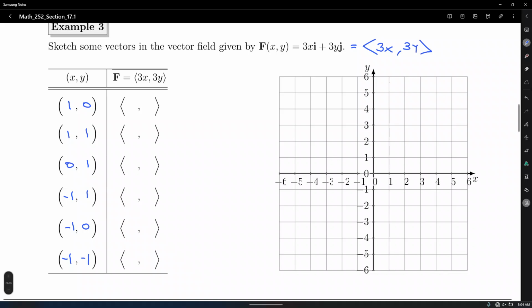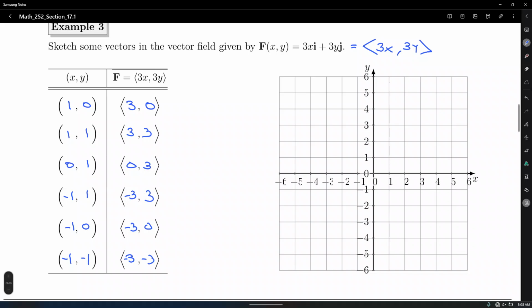So, 1 times 3 equals 3, and 0 times 3 equals 0. 1 times 3 equals 3, and 1 times 3 equals 3. 0 times 3 is 0, and 1 times 3 is 3. Negative 1, careful, times 3 is negative 3, and 1 times 3 equals 3. Negative 1 times 3 is negative 3, and 0 times 3 is 0. Negative 1 times 3 is negative 3, and negative 1 times 3 is another negative 3.